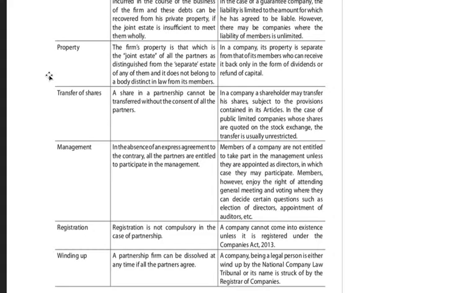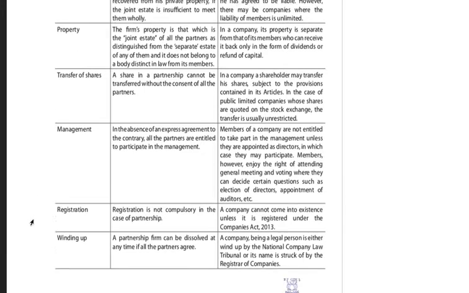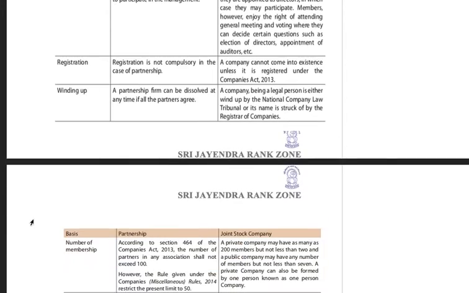The company being a legal person is either wound up by the National Company Law Tribunal or its name is struck off by the Registrar of Companies. Only a legal act can put an end to a company's life. Here we do not need a legal act, only the unanimous or a majoritarian act by the partners will put an end to the partnership.